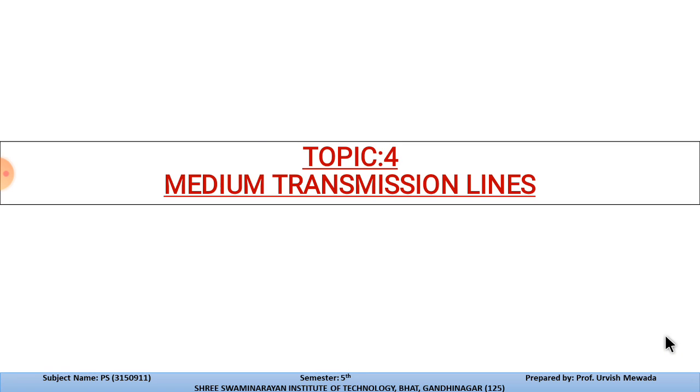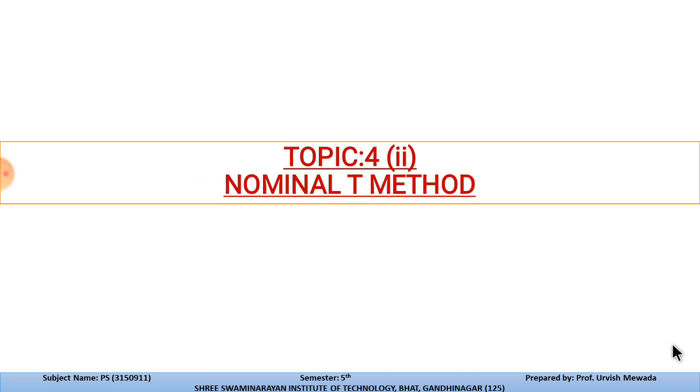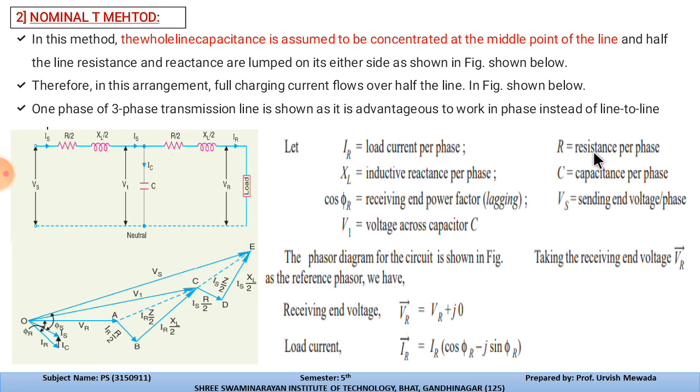Now we are discussing topic number 4, medium transmission line, and subtopic 2 of topic number 4 is the nominal T method. Now let us discuss the analysis of a power system transmission line using the nominal T method. Now, why is this method called the nominal T method?